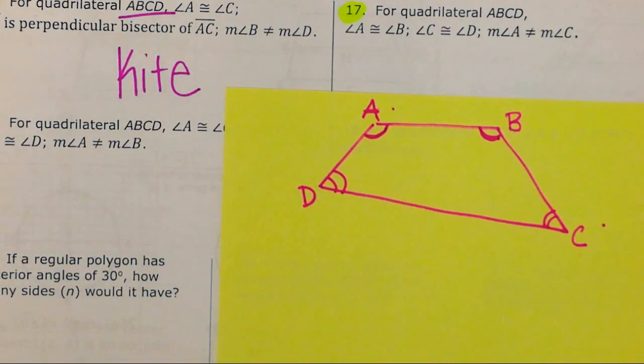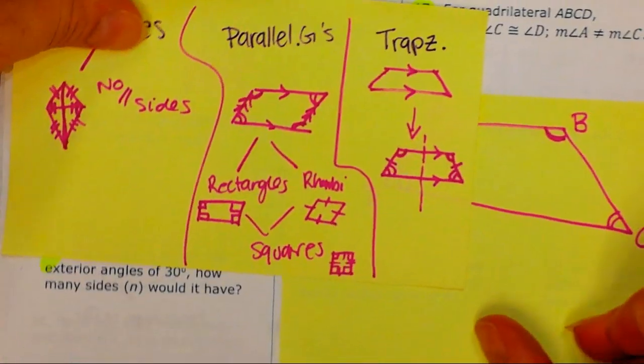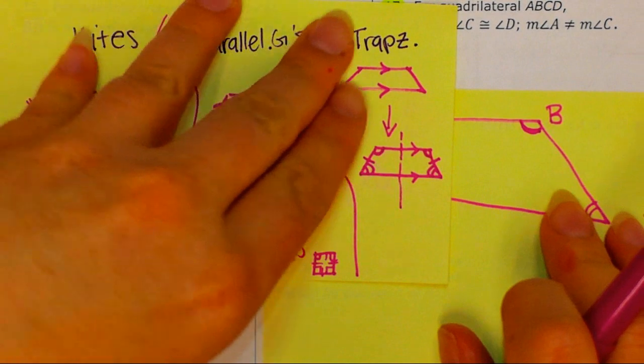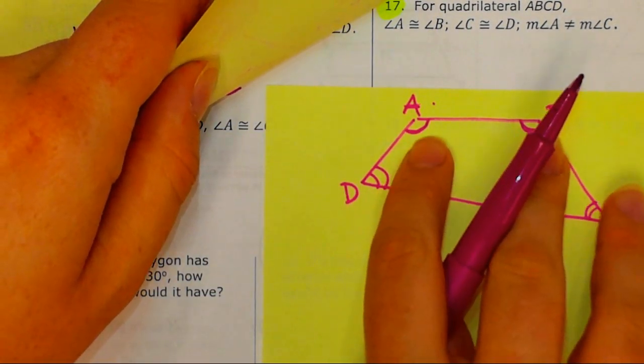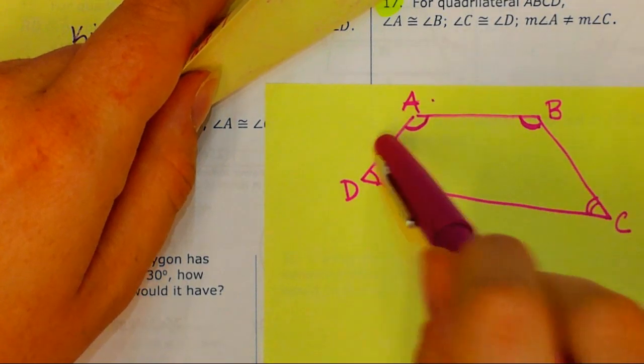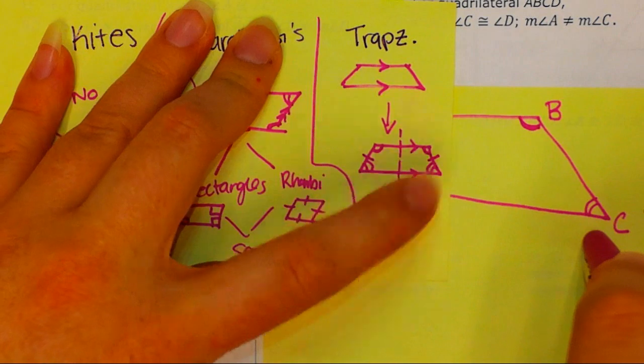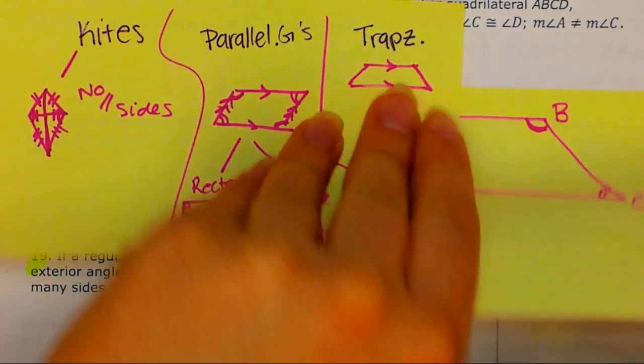Okay. All right. So bringing back our properties, the only shape that has the angles that are consecutive congruent to each other, but not the angles that are opposite to each other, is the isosceles trapezoid. Okay. So that's what we have here.